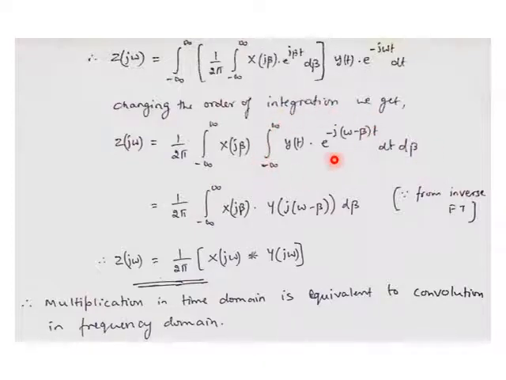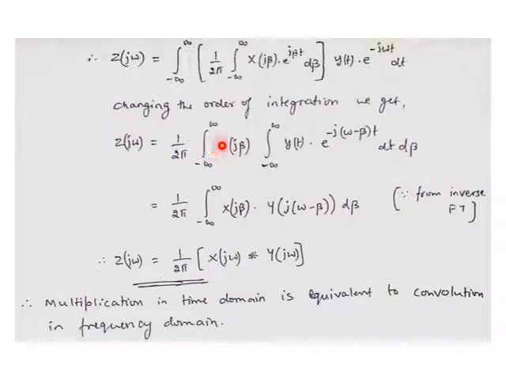Now look at the second part of the integration: integration minus infinity to infinity of y of t into e to the power minus j (omega minus beta) t. This looks like the form e to the power minus j omega t dt, which together can produce something like y of j omega. Let me consider omega minus beta as one single term, z. So integration minus infinity to infinity y of t e to the power minus j z t dt is the definition of the Fourier transform, not the inverse. So we get y of z, where z is omega minus beta, so y of j (omega minus beta).